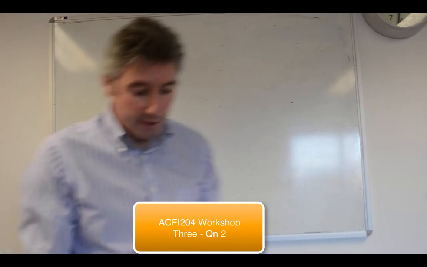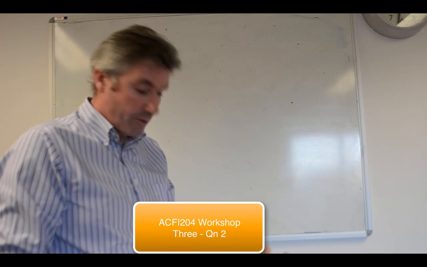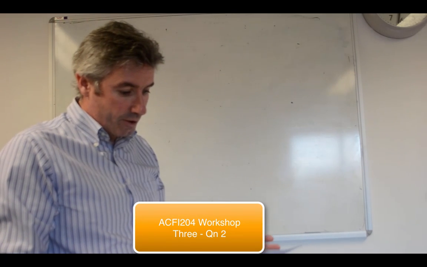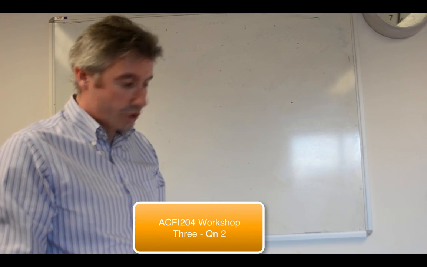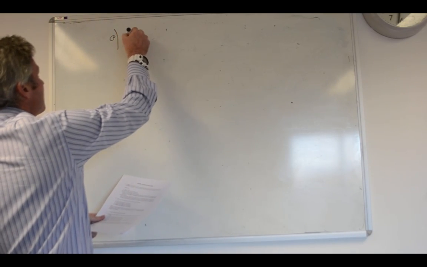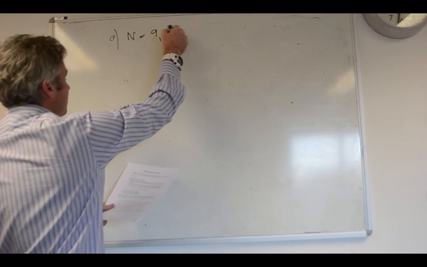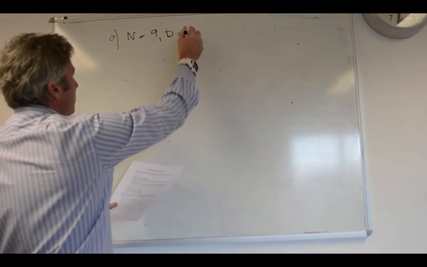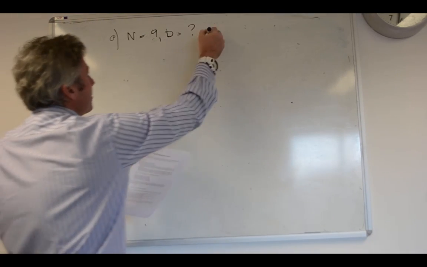So we're now looking at the second question on the workshop, which is you've got 4 bonds and you've got to determine which of these bonds has the longest duration. So we've got bond A, which has a maturity of 9 years and a duration equal to, well, we don't know, and it's got an 8% coupon.